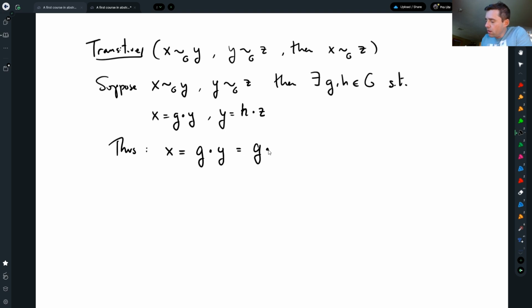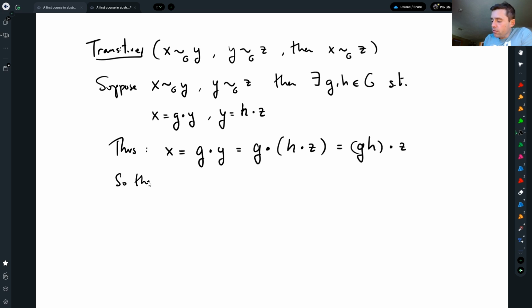Y is h times z, or h acting on z, and therefore now because this is an action, the action is associative, so this is g times h in the group acting on z.